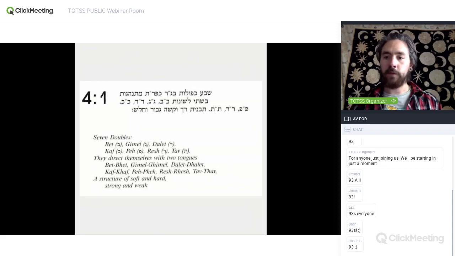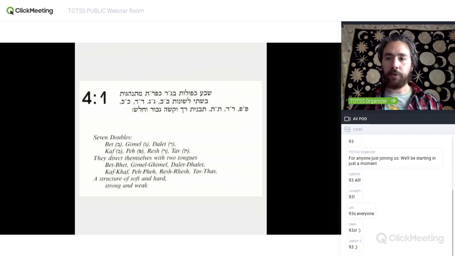Okay, now this thing about they direct themselves with 2 tongues. The basic idea with the double letters is that they have 2 pronunciations: a hard pronunciation and a soft pronunciation. The first thing to be aware of is that the double pronunciations of these letters haven't survived in all contemporary forms of Hebrew, in dialects like Ashkenazic and Sephardic. The pronunciations have changed, and so some of the double letters now only have a single pronunciation. Some retain their doubles, and different Hebrew dialects retain different sets of them.